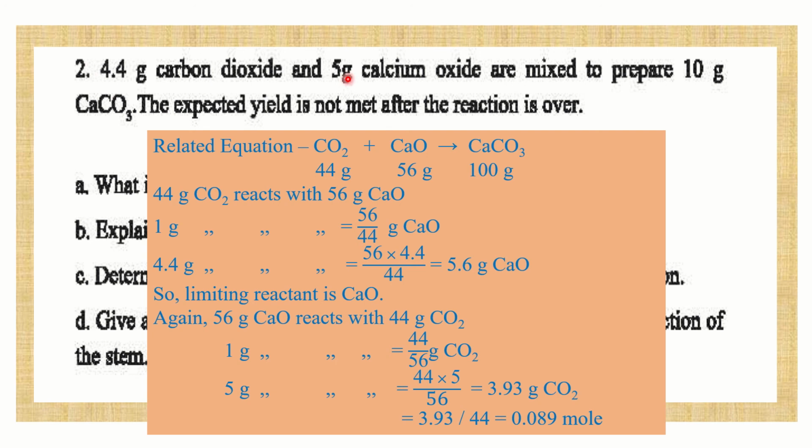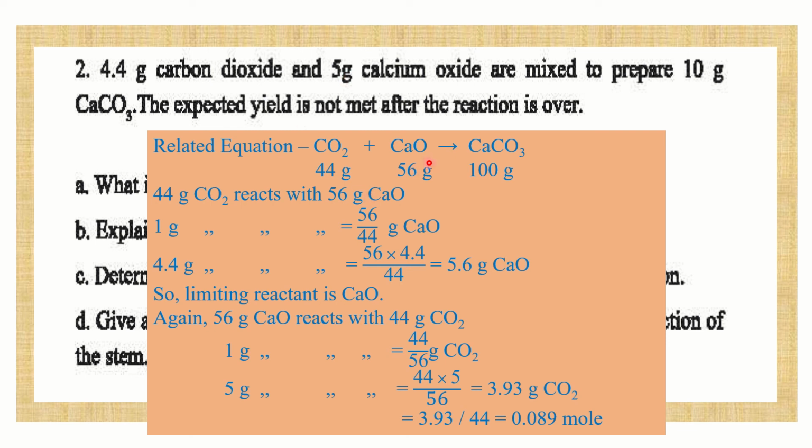So calcium oxide is the limiting reactant. Before the reaction completes, calcium oxide will be finished. So 4.4 gram carbon dioxide will not be fully used in this reaction. Now we will find out how much carbon dioxide is used here.